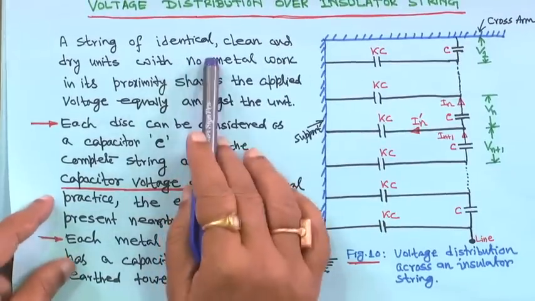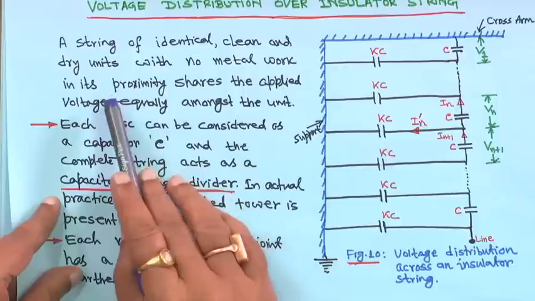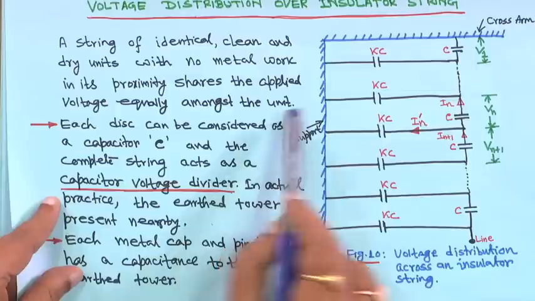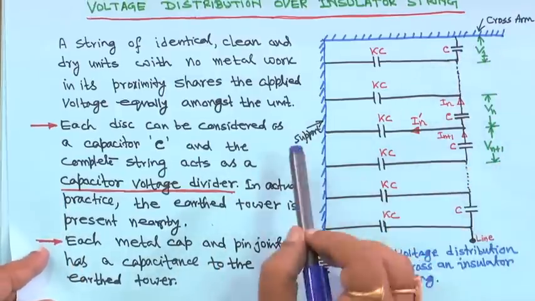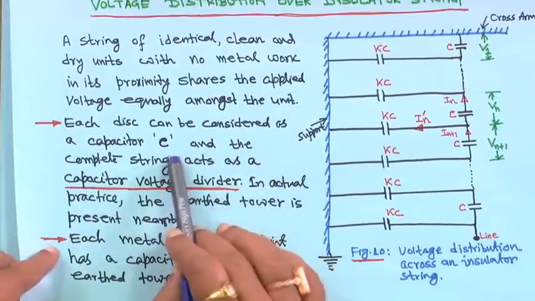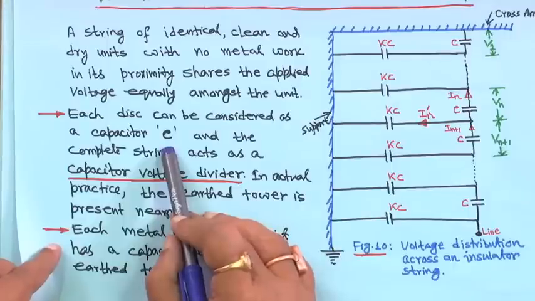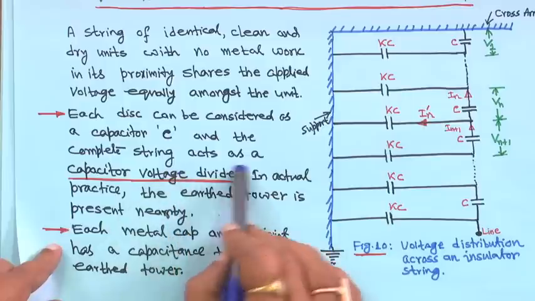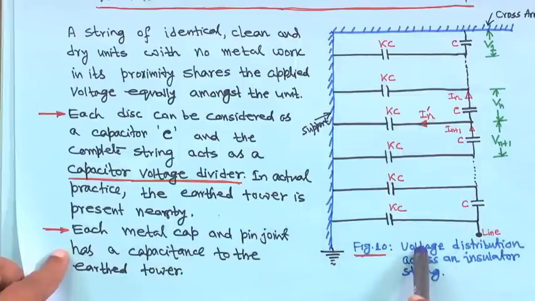Now, a string of identical clean and dry units with no metal work in its proximity shares the applied voltage equally among the units. There are so many units in each string, and each disc can be considered as a capacitor C. I showed you that in the suspension type insulator. So, each disc is considered a capacitor C, and the complete string acts as a capacitor voltage divider.